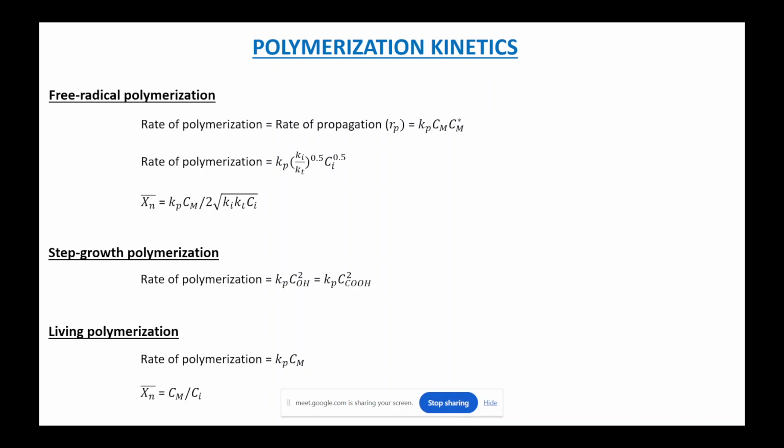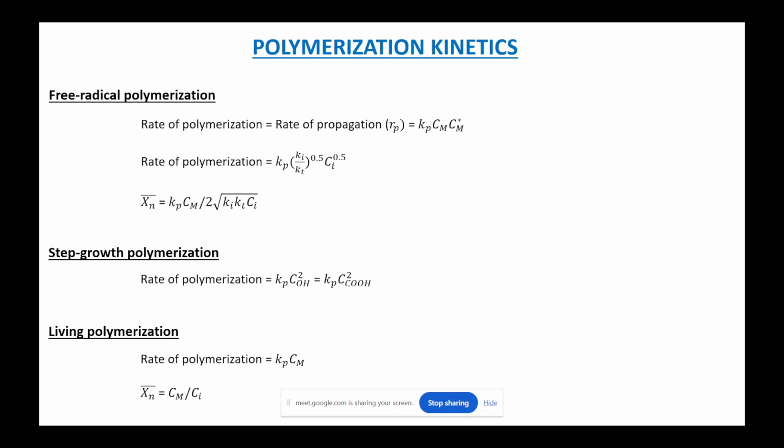As we discussed before, these free radicals attack other monomers and form another free radical, which then again looks for another monomer, attacks it, and forms another free radical. So the propagation step is the slowest step, the rate determining step. That is the reason that in free radical polymerization, the rate of polymerization is equal to the rate of propagation.